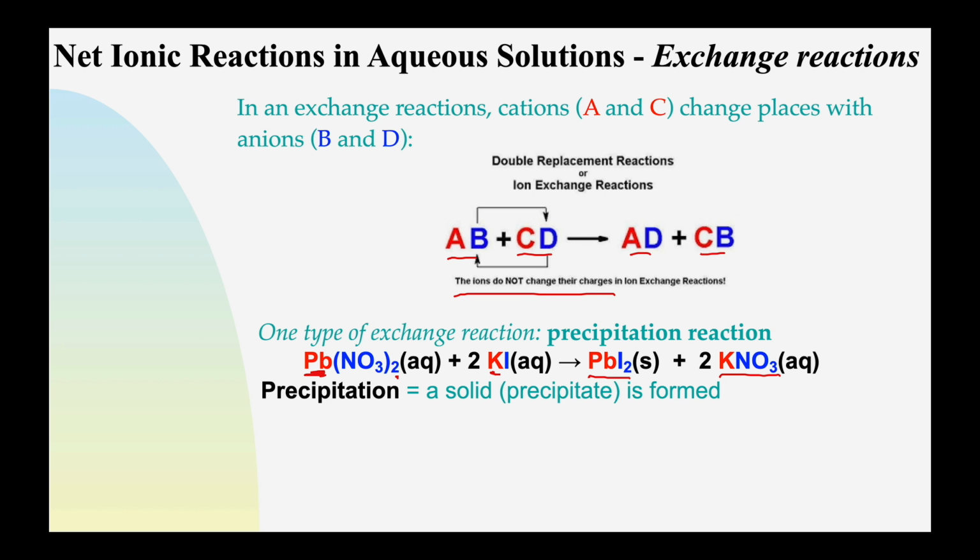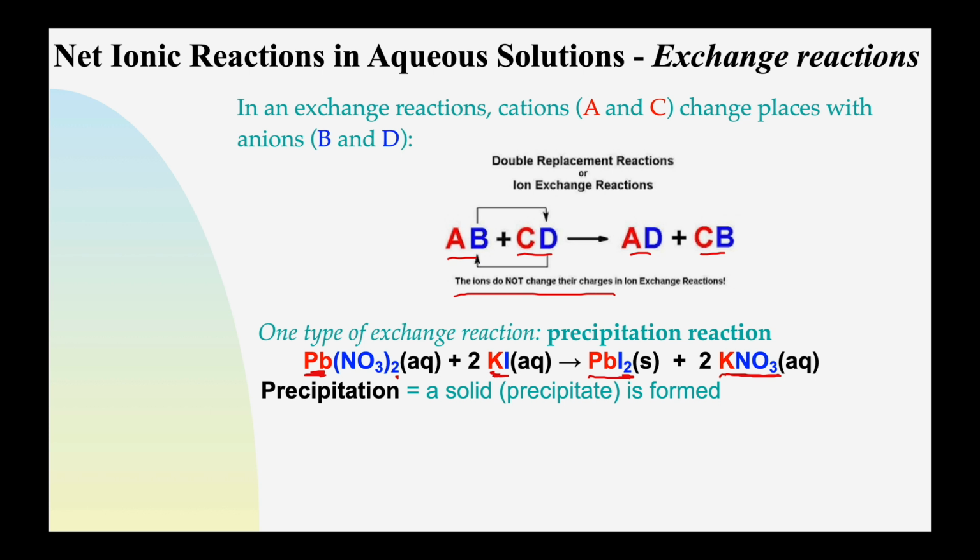And if it's positive 2 on the left, it's going to be positive 2 on the right. So iodide is -1. There's 2 of those because lead is still positive 2. On the other hand, we have K plus, potassium dancing with nitrate on the right, and K plus dancing with I minus, iodide, on the left.